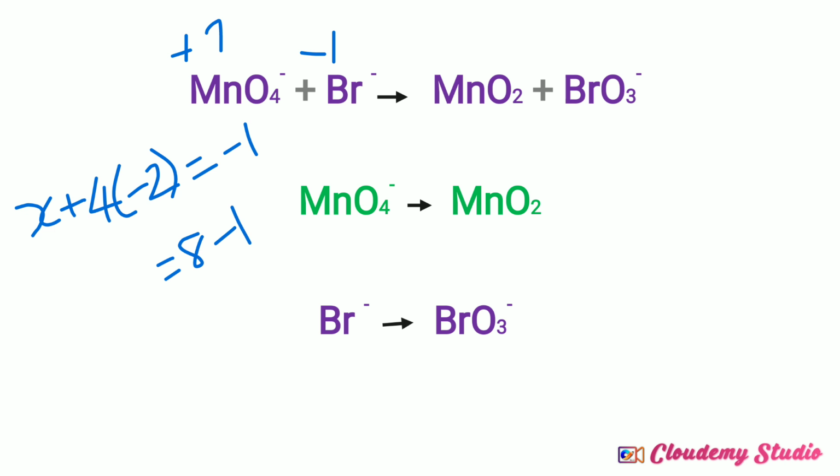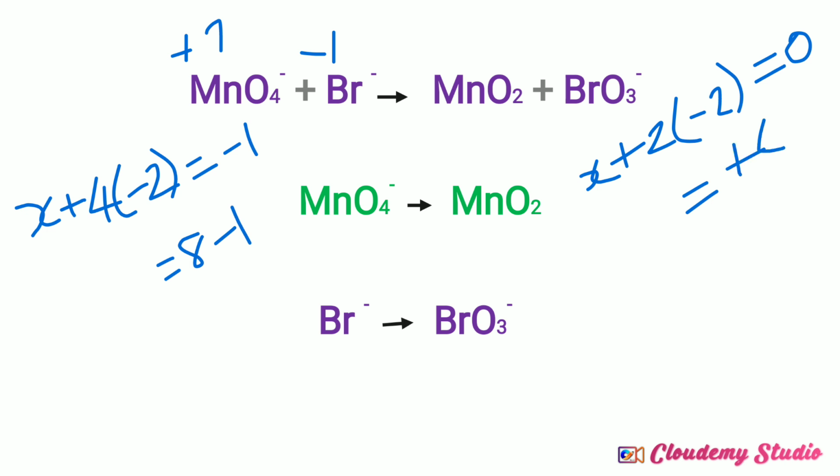In manganese dioxide, for the manganese we can consider X plus 2 times minus 2, that is equal to 0. Therefore, X is equal to plus 4. That is, the oxidation number of manganese in manganese dioxide is plus 4.